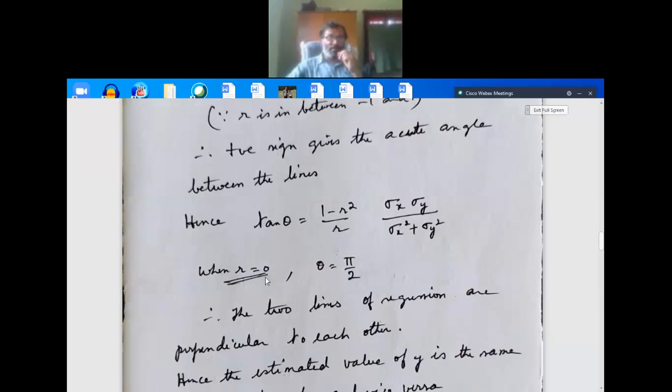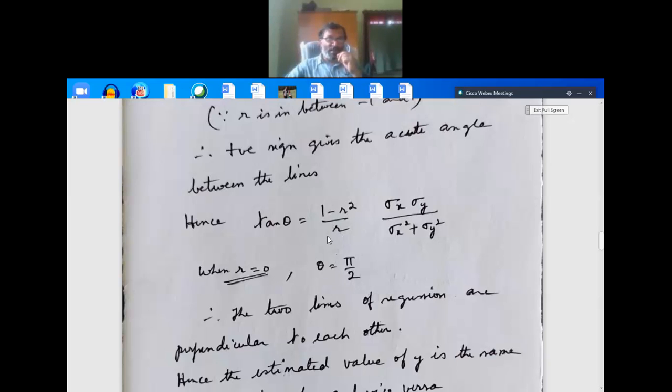Now we have to answer the next part of the question. We derived the result. Now the next part of the question: the significance of this result, tan theta, when r equals 0 and when r equals plus or minus 1. First we'll discuss when r equals 0. When r equals 0, what happens here? 1 minus r squared is 1, so theta is pi by 2. When r equals 0, theta is 90 degrees.